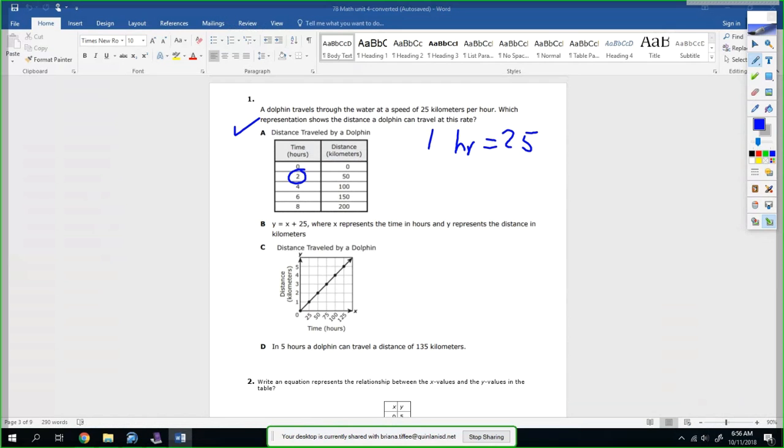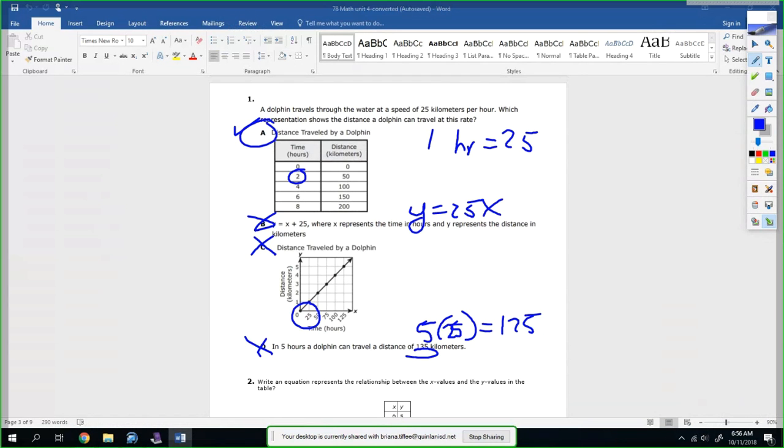Okay, B says the equation should be y is equal to x plus 25. But I know the constant should be written as y is equal to 25x. So that's wrong. C says this is the distance and this is the time. Well, they're not doing it 25 hours. That's not right. They have the x and y axis wrong. D says in 5 hours, a dolphin can travel a distance of 135 kilometers. Well, I know 1 hour is 25. So if I do 5 times 25, I get 125, which is not 135. So that's wrong. So A is correct.